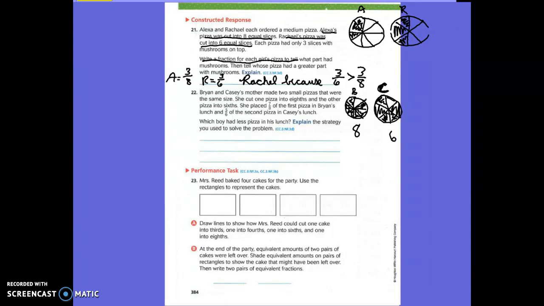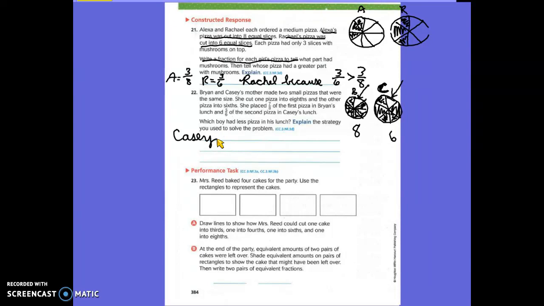Savannah? Casey has a bigger piece than Brian. So he has a bigger piece what? What did you say? You just said it just a minute ago. He has a bigger piece what? Pizza. Jacob? Casey's pizza has a bigger piece left over. He is missing that piece, that one right there. And Brian is missing this piece. What do we call this strategy? Missing pieces. Okay. Which boy had less? Casey.